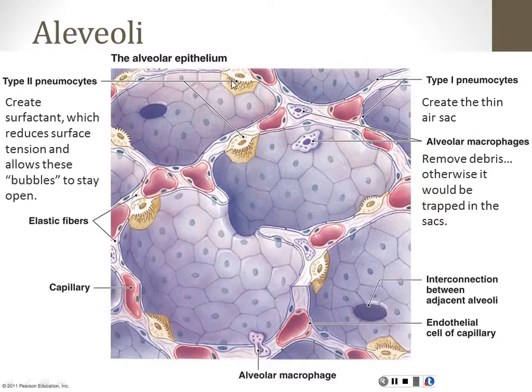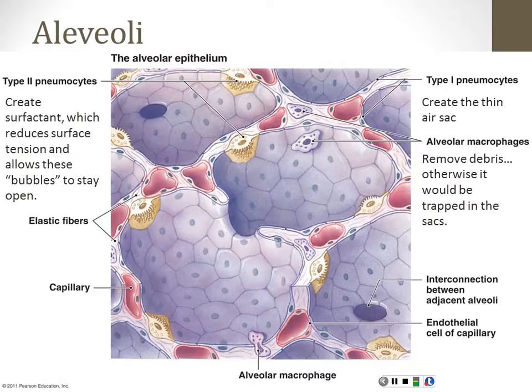All right, so that's the story of the type 2 pneumocytes. The last cell I want to point out is these guys. The alveolar macrophages work like little robot vacuum cleaners. We have this filtration system that we talked about the other day.